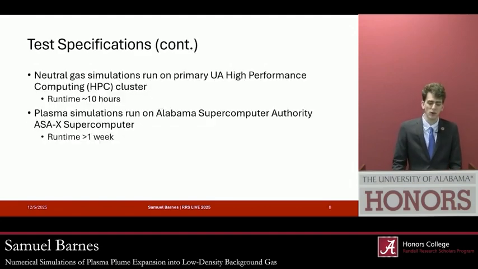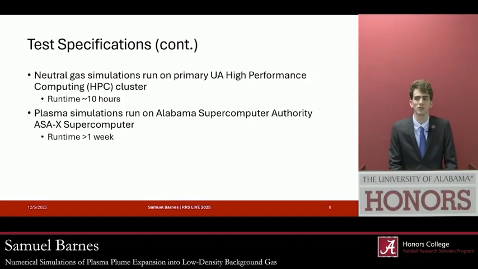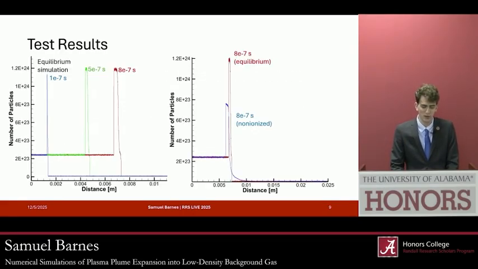The simulations were run in two different places. The neutral gas simulations were run on the primary UA-HPC, high performance computing cluster, and it took about 10 hours. The ionized plasma simulations were run on the Alabama Supercomputer Authority's ASA-X supercomputer, and these take over a week, and that is with increased computational power, increased RAM, increased number of processors, and minor changes to the simulation to just make it faster. So these simulations take a long time to run.